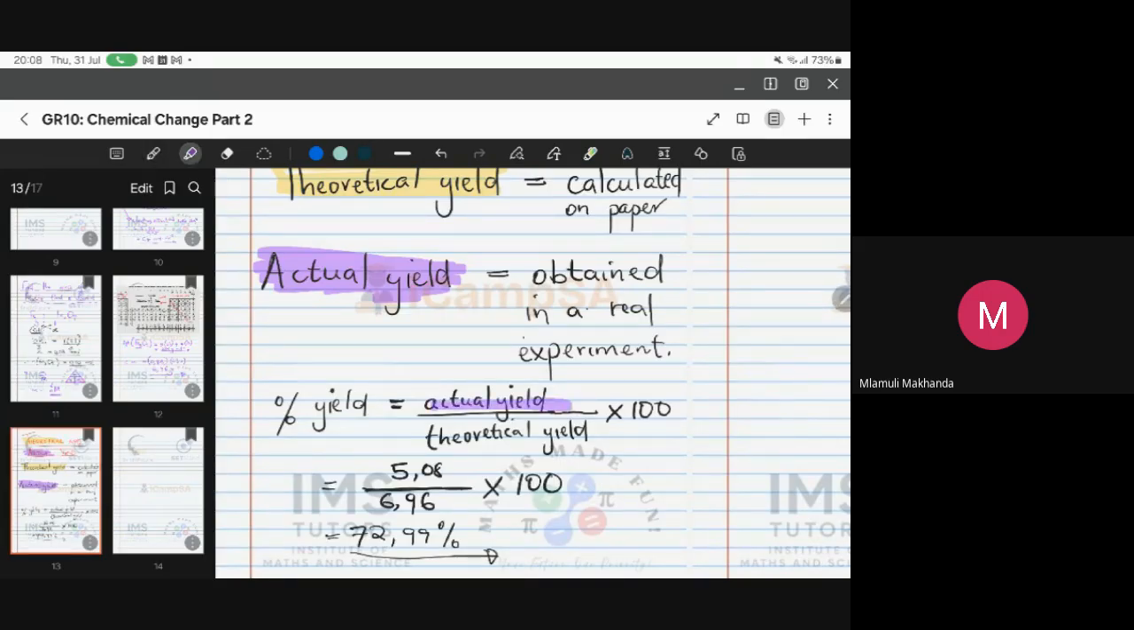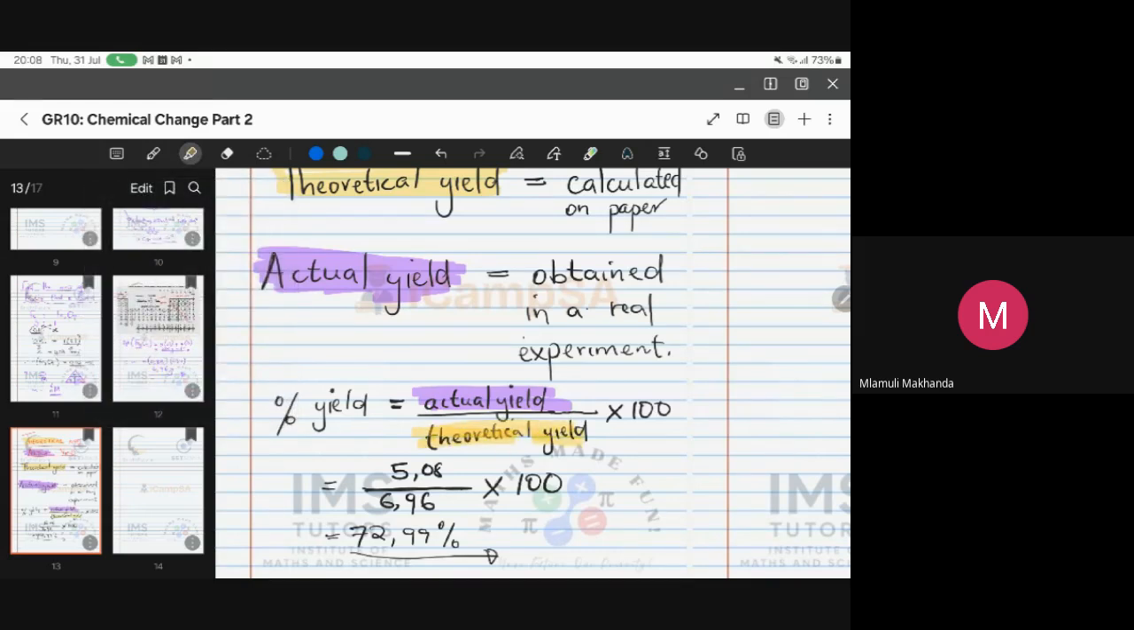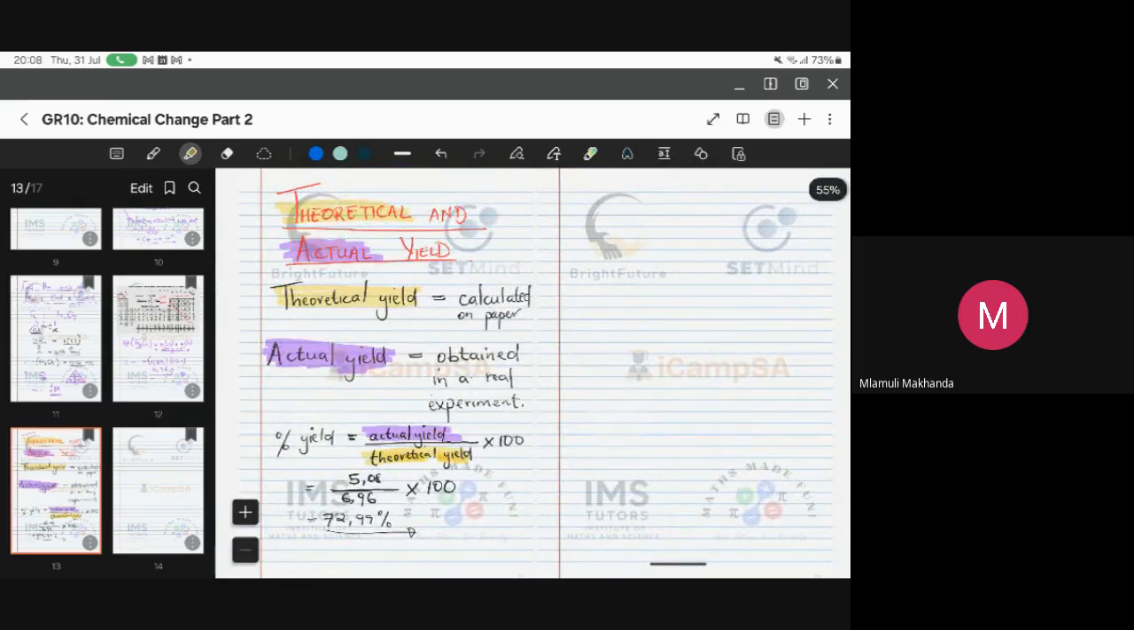That's how it works. Actual yield over theoretical yield gives you a percentage yield. It tells you just how much of your expected value you actually got. So you got 72.99% of 6.96 grams, right? You couldn't get 100%. It's not possible to get 100%. So we always try to make sure it is as close as possible to 100%, because then we know we didn't lose a lot. We try to make sure we don't lose a lot.